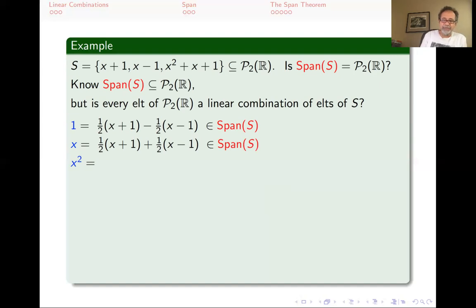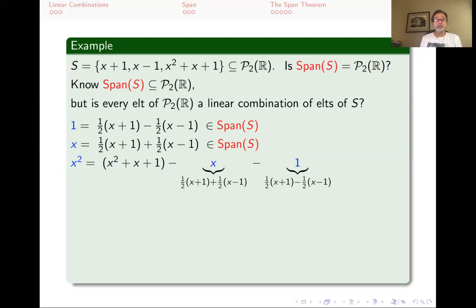What I noticed is that x squared is x squared plus x plus 1 minus x minus 1. It's a linear combination, but x and 1 are not in S actually. But x and 1 are in the span of S. We just found that x is 1/2 (x plus 1) plus 1/2 (x minus 1), and 1 is 1/2 (x plus 1) minus 1/2 (x minus 1). So if I put, instead of x and 1, these linear combinations that I already found and combine like terms, I will get that x squared is a linear combination of those 3 elements. That first element, x squared plus x plus 1, is in there, and the other guys are also in there. And so now I know that x squared is also in the span of S.